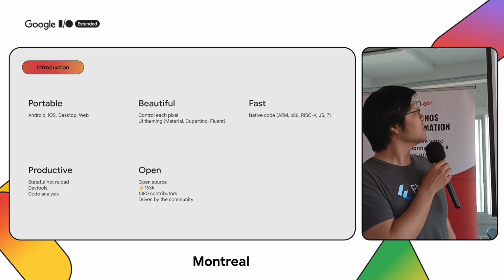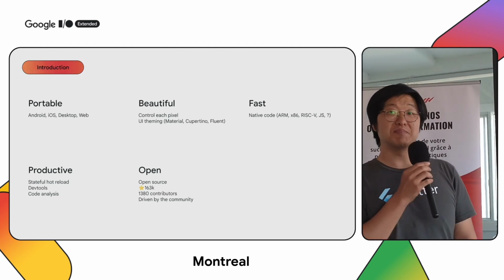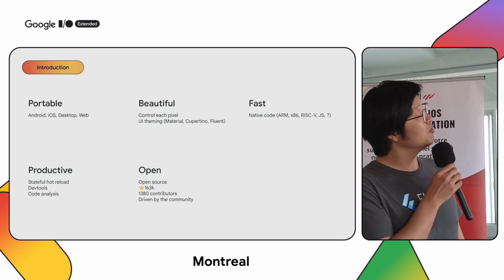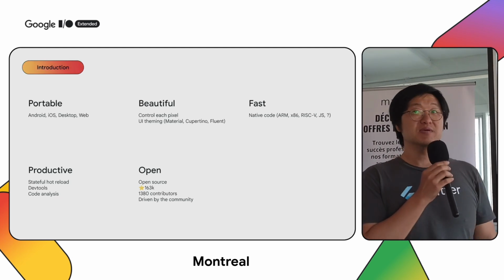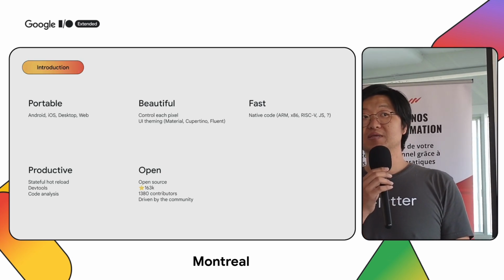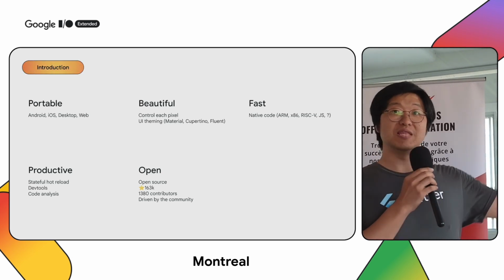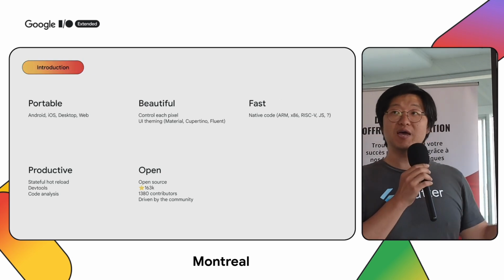And it's beautiful. We control the application pixel by pixel, so you can be as creative as you want with Flutter. And it's fast. It's compiled into native code, so like when you make a C++ or C application, you compile to native code. Flutter is the same thing. That's why Flutter is super fast.